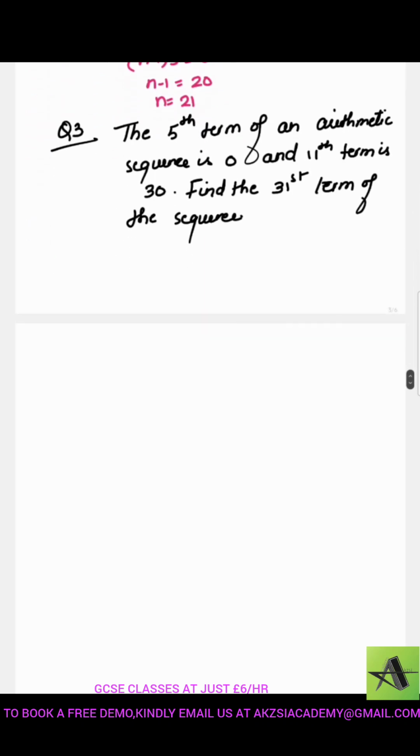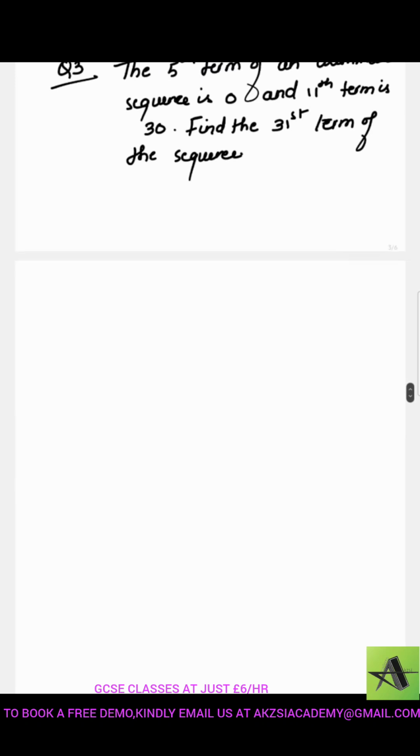Moving on to the next question. The fifth term of an arithmetic sequence is 0 and the 11th term is 30. Find the 31st term of the sequence. See, it's clear that the series is not given, so we are not aware of the first term or the common difference. But at least we have an idea of what the fifth term and the 11th term are. So obviously we have to use the formula here. So nth term is a plus n minus 1 times d. Here, at least we know the values of n.